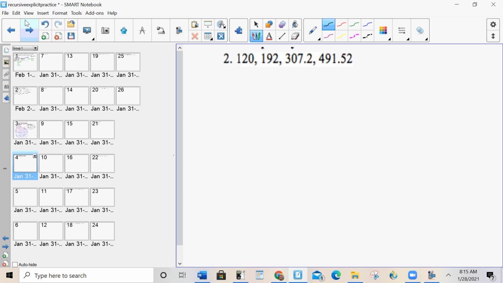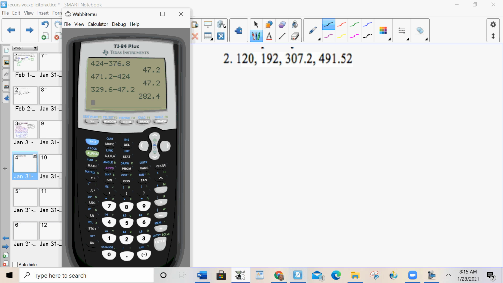Looking at it, I can't tell if it's arithmetic or geometric, so I'm going to go to my calculator. I'm going to subtract. I'm going to divide, see which one gives me the same value. So A2 minus A1 is 72. 307.2 minus 192. Oh, that's not the same. Let's just make sure. 491.52 minus 307.2. So it is not arithmetic because they did not all subtract to the same thing.